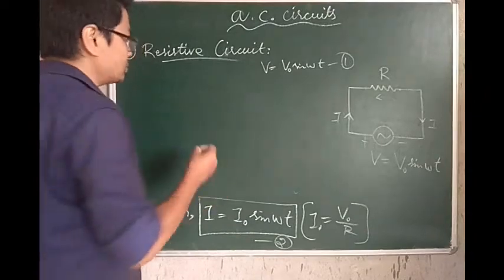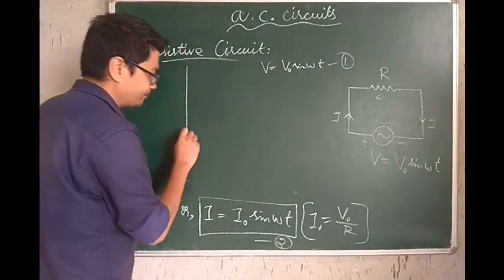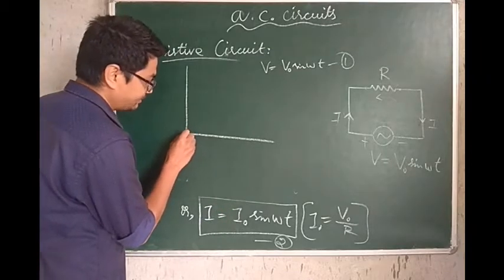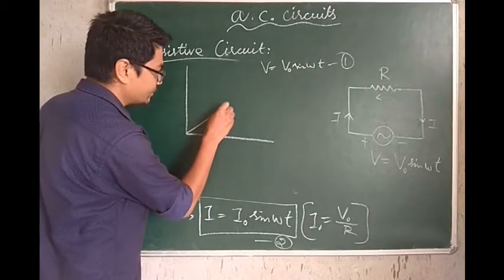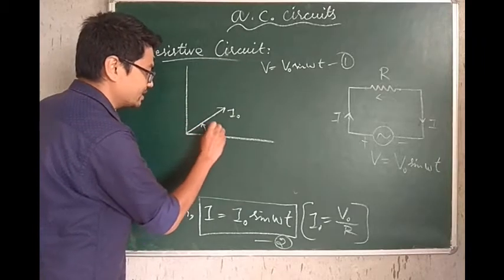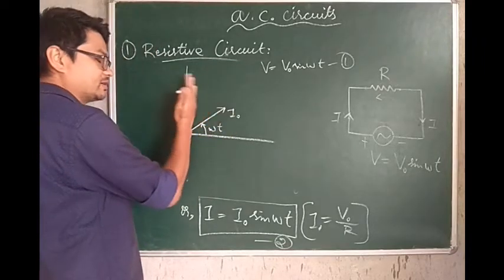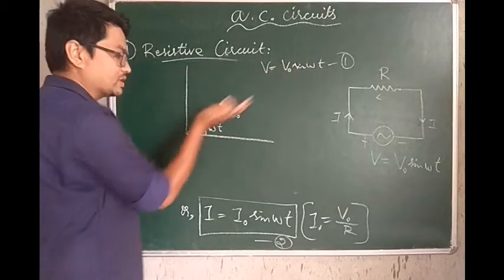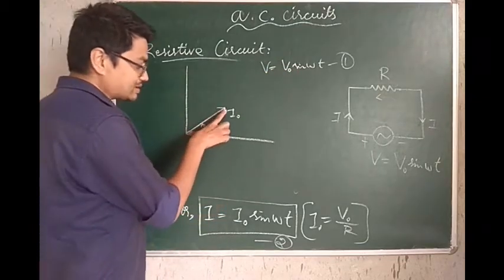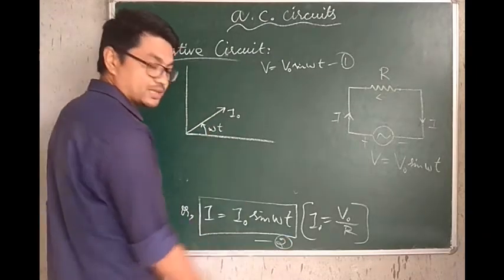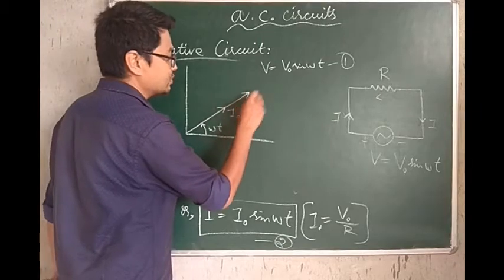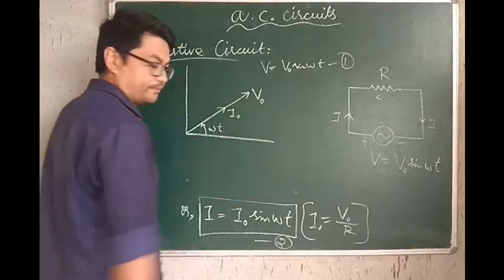So if I am to draw a phasor diagram, then if this is I naught having phase angle omega t, and remember I naught is rotating this way, also your voltage will rotate this way. They are rotating vectors, so to say, phasors. So this is I naught having phase angle omega t. So therefore this will be V naught.